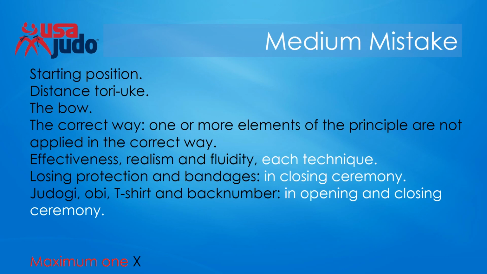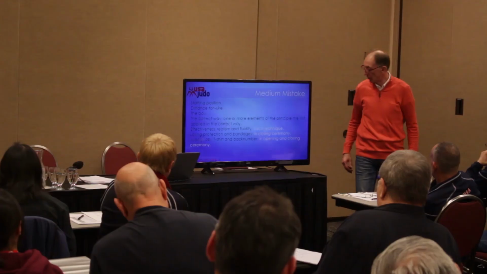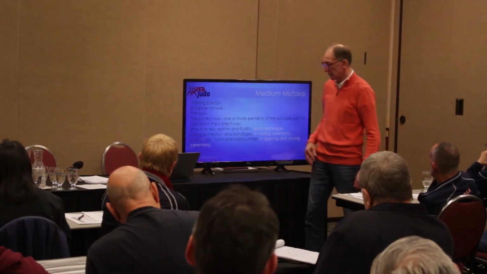Losing protection is also a medium mistake, only in the closing ceremony. If you have to protect because you have an injury, and you lose your protection, it's a medium mistake, but in the closing ceremony. Judogi, obi, t-shirt, and back number, if not correct, you also have to give a medium mistake in the opening and in the closing ceremony. Or if they lose something.